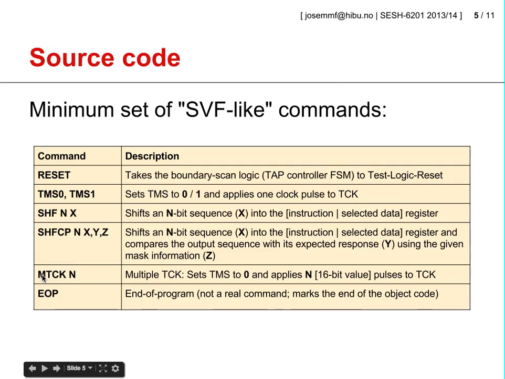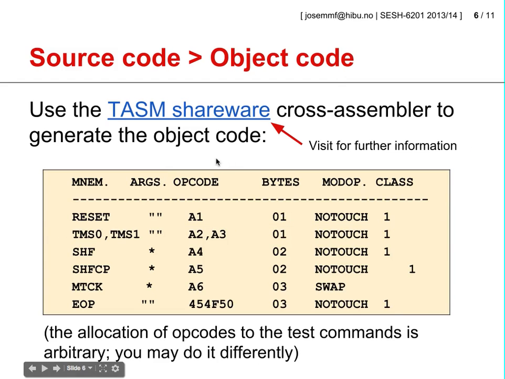Finally, there will be a multiple TCK command, which generates multiple TCK pulses while keeping TMS at 0. And finally, end of program is not really a command; it simply marks the end of the object code. So we will have to convert our source code into object code, and for this purpose we will use a universal cross-assembler. In this case I propose that you use the Telemark universal cross-assembler, TASM.